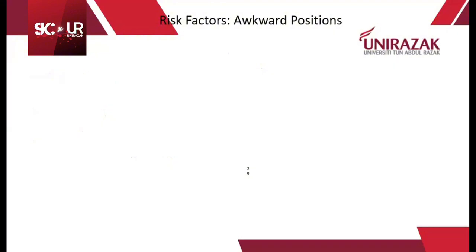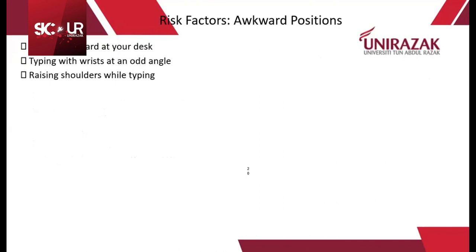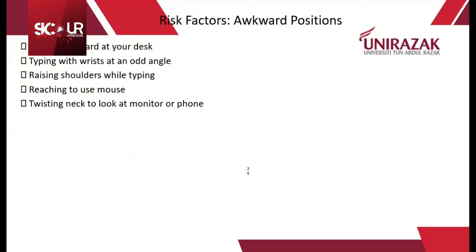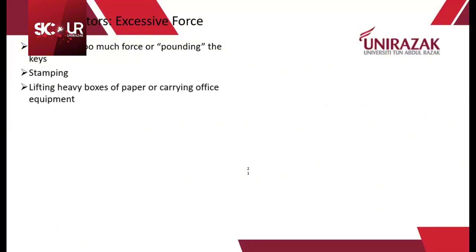And then ada juga isu risk factor our position, contohnya leaning forward at your desk, typing with the wrist at the odd angle, raising shoulder while typing, reaching to use mouse, twisting neck to look at the monitor or phone, lifting object from below waist or above shoulder, so seterusnya excessive force, typing with too much force or pounding the key. Sebab tu kalau dulu orang yang kerja typist, mesin type tu memang ada isu excessive force. Cuma bila dah pakai keyboard ni, sepatutnya tak banyak isu part of excessive force lah. Stamping, lifting heavy box of paper or carrying office equipment, using improper grip.